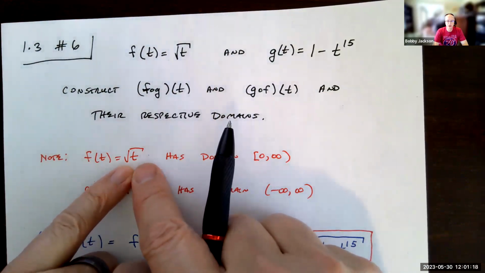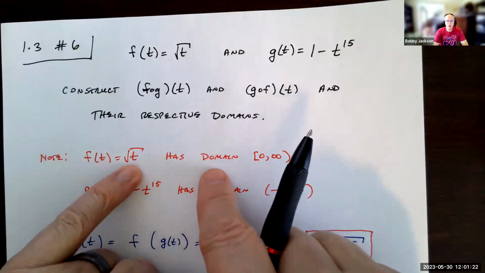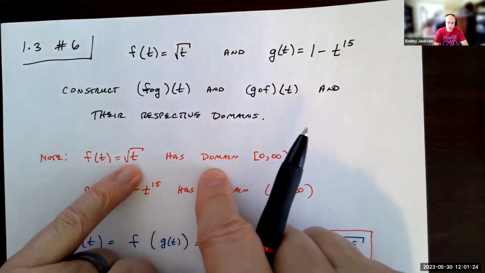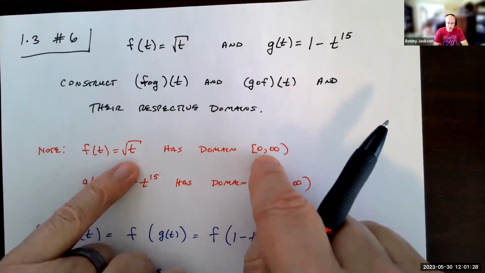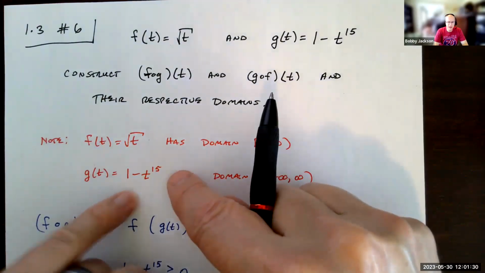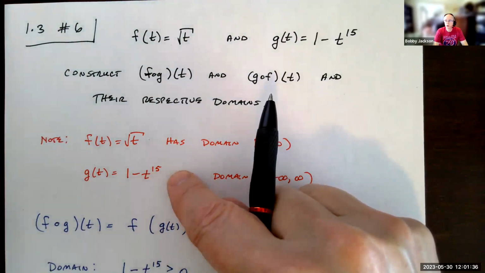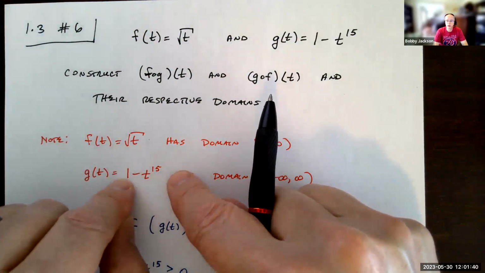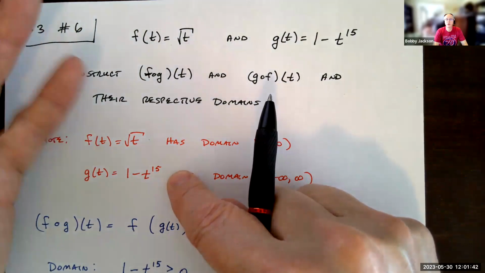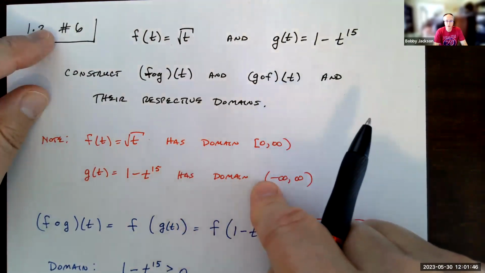Notice we cannot take the square root of a negative number, so the value of t must be greater than or equal to 0. I can take the square root of 0. So there's the domain of that function. Function g of t, well, you're just going to take whatever the input is t, raise it to the 15th power, which means multiply it by itself 15 times, and then you're going to subtract that from 1. Do you always get a real number when you do that? Yes. And so the domain is all real numbers.